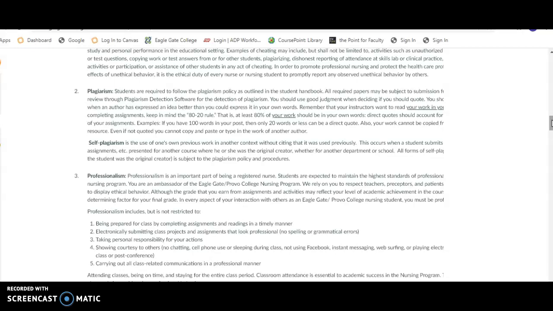Please remember the 80-20 rule. That means 20% or more of your discussion thread being a quote, even if it's cited, is not in your own words. So we want to hear your own voice. Paraphrasing is a good idea, or limiting the quotes, because really the discussion is supporting the literature, but then it's your own thoughts.